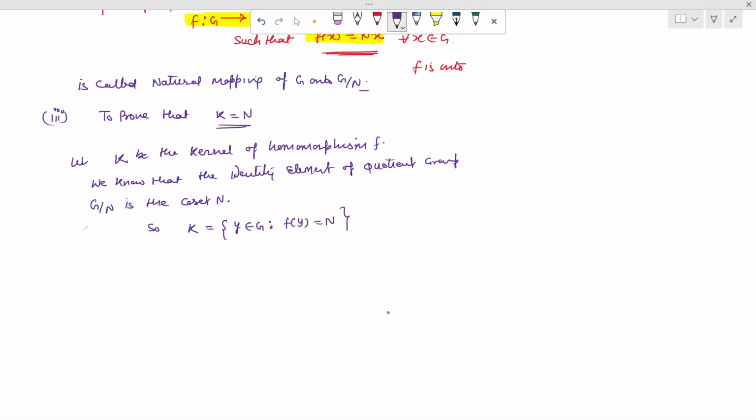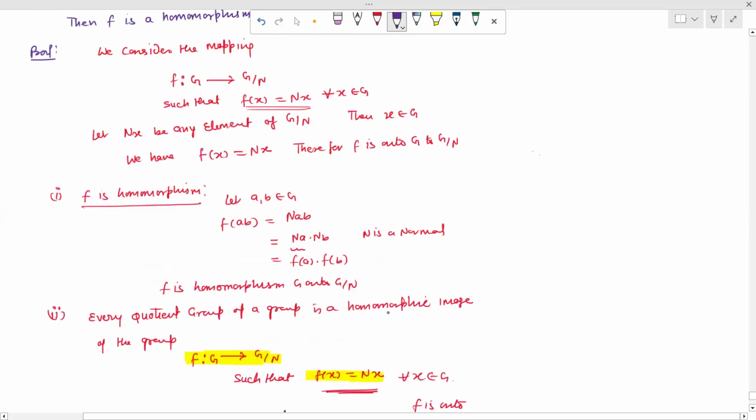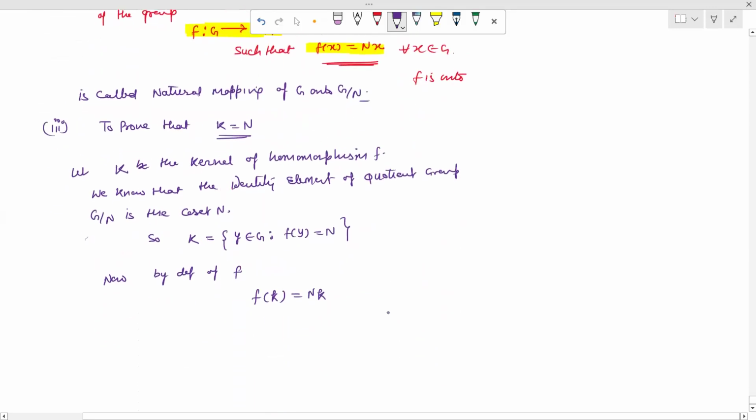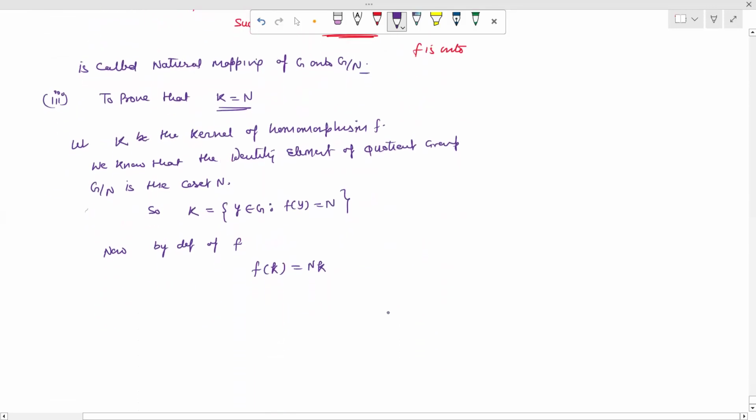Now, by definition of f. So what is the definition of f? The definition of f says that f of x equals Nx. So here we take the element k. So f of k can be written as Nk. So we use this definition, f of x equal to Nx, and we put f of k equal to Nk.